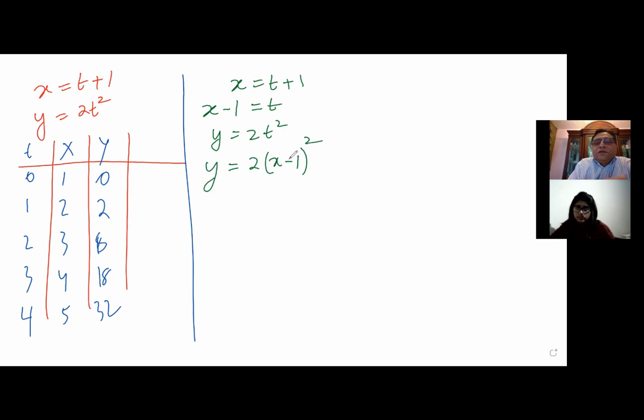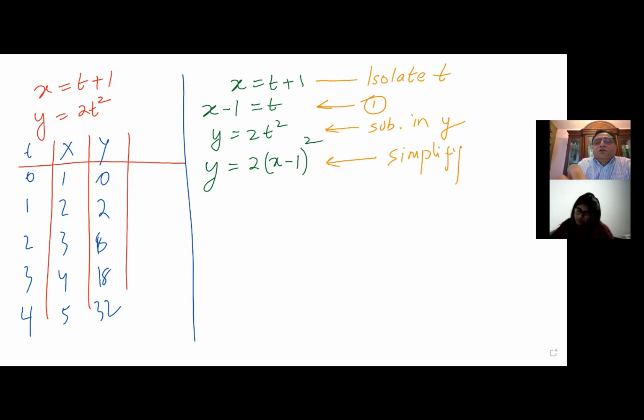So we get this equation. You get the idea. We substituted it in. So first, isolate t. You got this t, right? So we got this equation 1. Then substitute it in y. Is it okay? Yeah. Simplify. And now you know your equation.